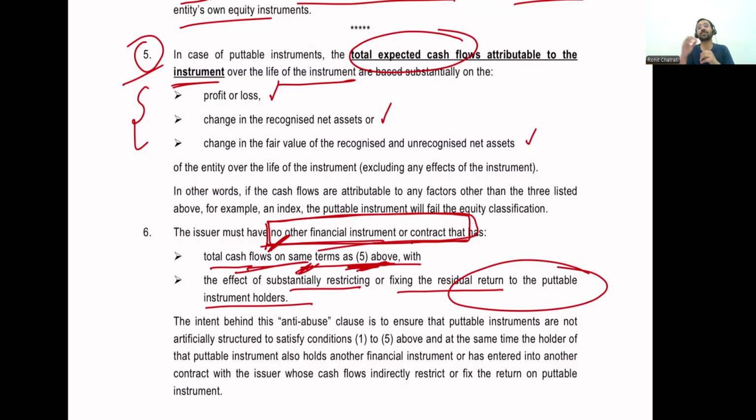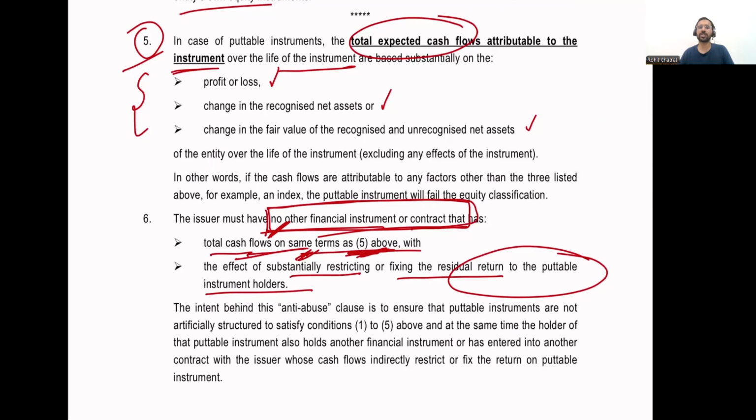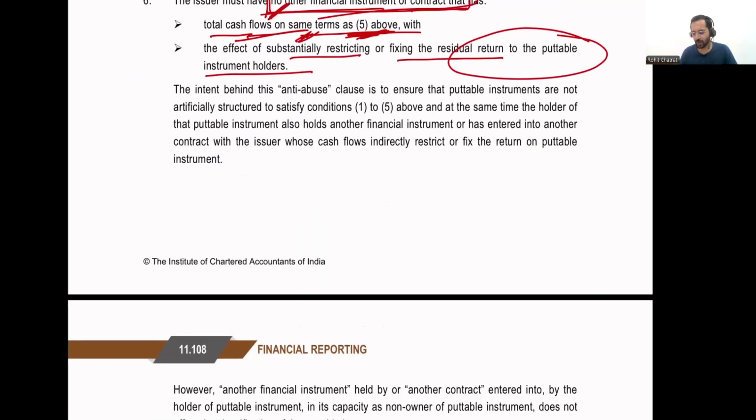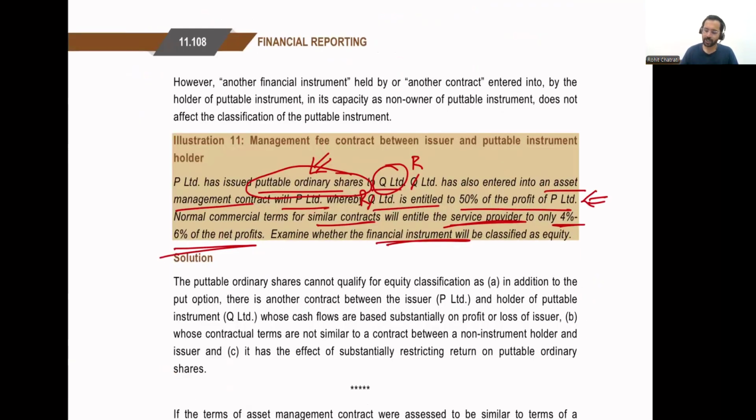It is restricting the return for the other shareholders. This is basically restricting and is not providing full exposure into profits and losses for the other shareholders, and hence this condition existed. If you carefully look at it over here, Q Limited is ideally entitled to profits of the company because Q Limited is the shareholder. Q Limited is entitled to the profits of the company.